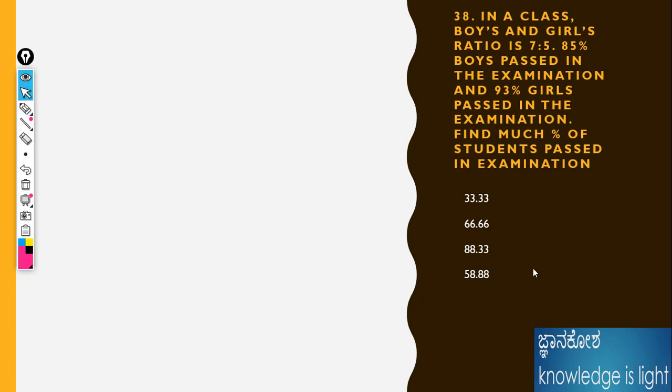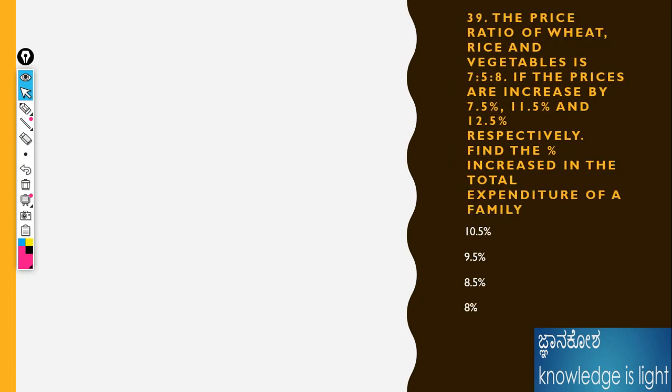Okay, next question, the same kind of question. This is an average problem, and I am discussing it here because it will be very helpful for average problems. The ratio of the prices of wheat, rice, and vegetable is 7 is to 5 is to 8. If the prices are increased, given the ratio for wheat, rice, as well as vegetable, 7, 5, 8, what is the percentage?